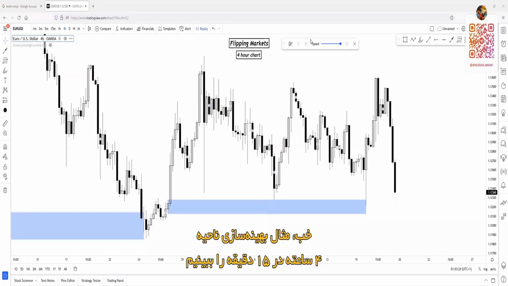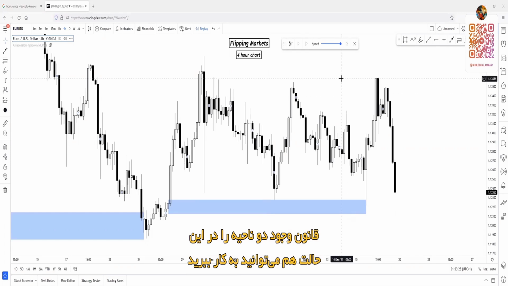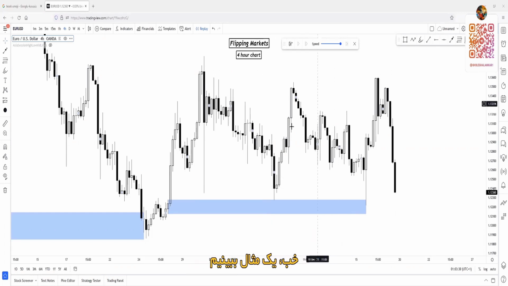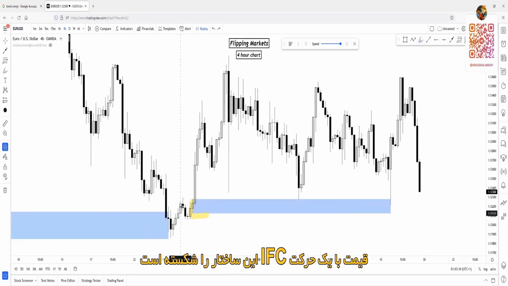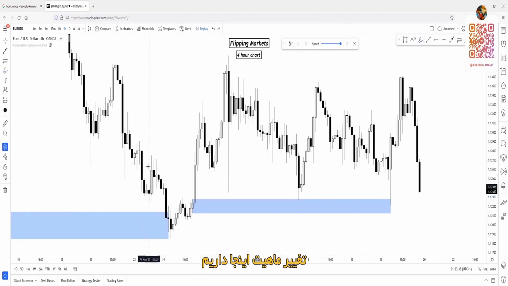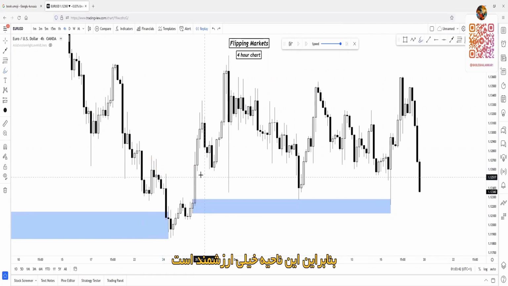Okay, let's see the 4-hour to the 15-minute chart refinement on the live charts. You can also apply the double zone rule on this one. So let's see an example. As you can see, price created this demand zone right here. It created an inefficient push to the upside, breakout structure here, change of character here, liquidity signal here. So this is a really valuable zone.